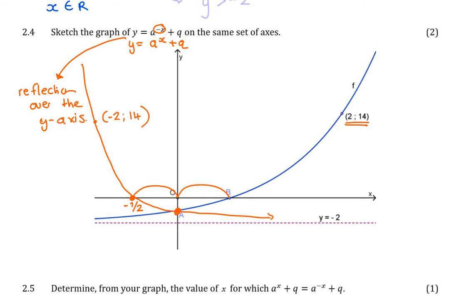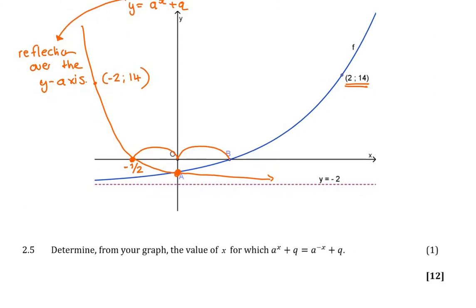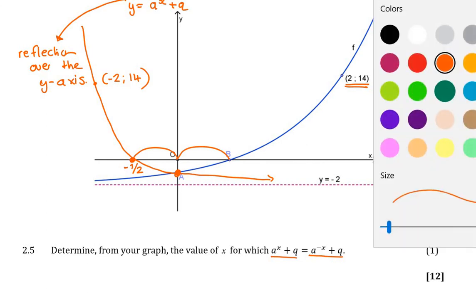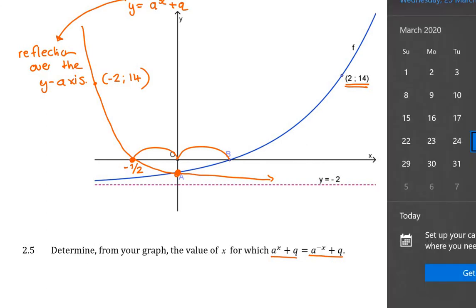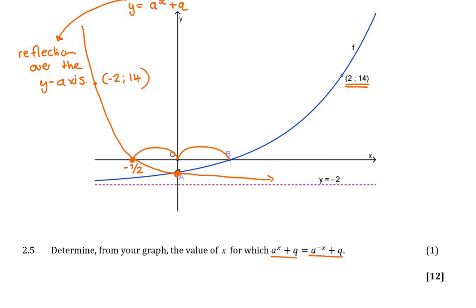And now it says, determine from your graph the value of x for which the original graph equals the new graph. So it does say determine from your graph because I can basically read it off. I can see that these graphs are equal to each other at A, and that is when x is equal to 0. So that's our first past paper question on the exponential. Well done.